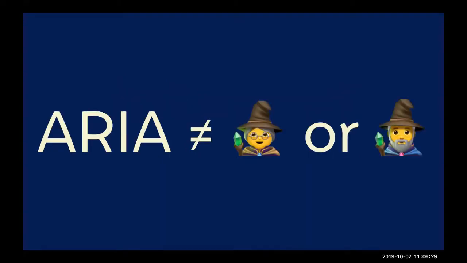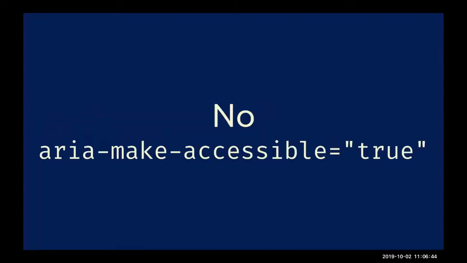Some might think ARIA is just something you put on and it works, but it's neither witchcraft nor sorcery. It just doesn't work like that. You really have to know what you're doing. There's no aria-make-accessible equals true that just makes your website accessible in one fell swoop. It's about how ARIA interacts with the rest of your content. We have to understand ARIA and its underlying principles fully, and then deploy it where we need it.